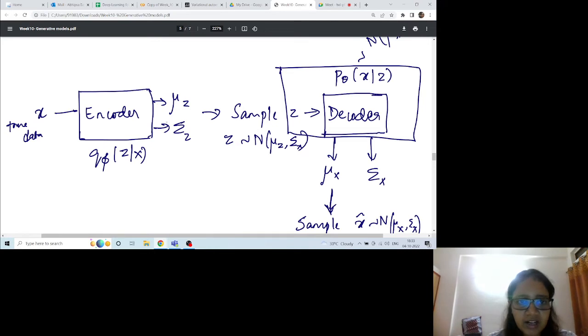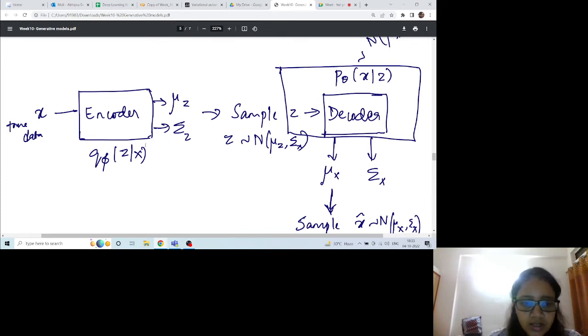There are several benefits of looking at it from the Gaussian point of view. Since you know from your prior assumption that Z is going to be sampled from a Gaussian, you do not need to explicitly compute Z from the encoder. All you have to do is take an image X, pass it through this encoder neural network, and just generate the mean and the covariance matrix of the Gaussian. That will be enough.